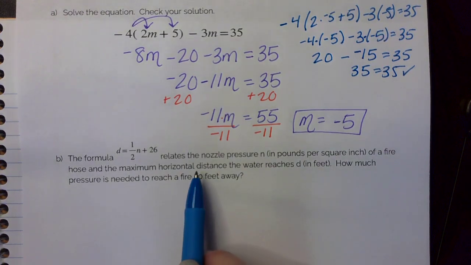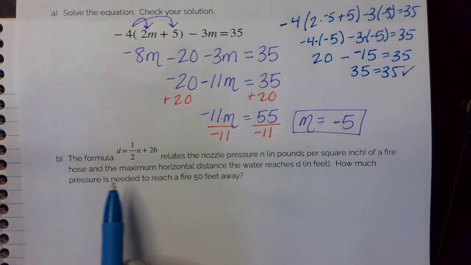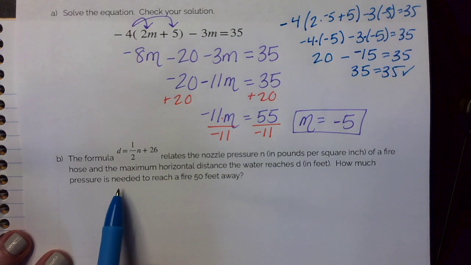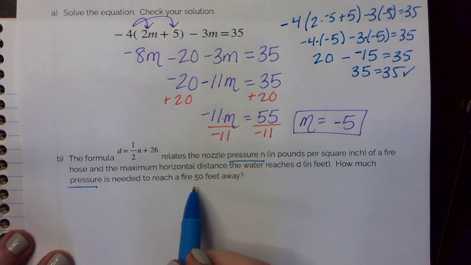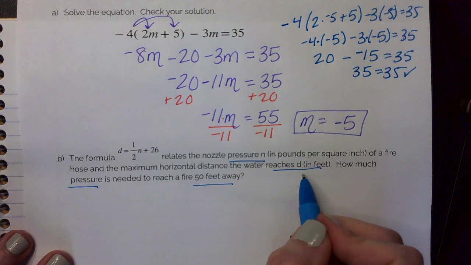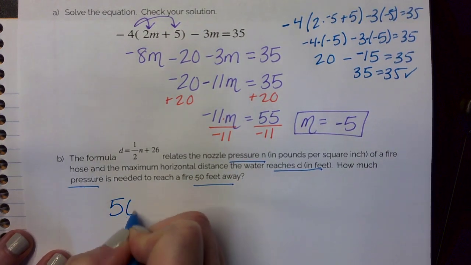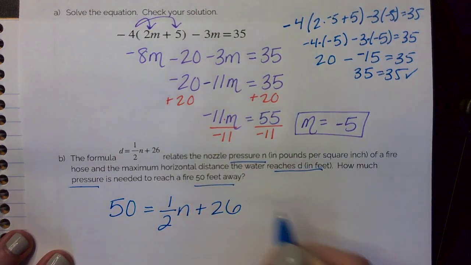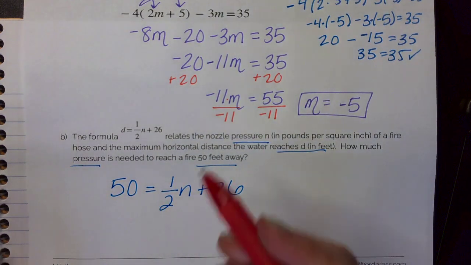We have a formula that relates the nozzle pressure N, in pounds per square inch, of a fire hose and the maximum horizontal distance the water reaches, D, in feet. How much pressure, we're looking for the N, is needed to reach a fire 50 feet away. So we're given D because we're given the units in feet. That's another way to check. Our formula now will be 50 equals 1/2 N plus 26, and we will isolate N. Don't need to simplify each side, they're already simplified.